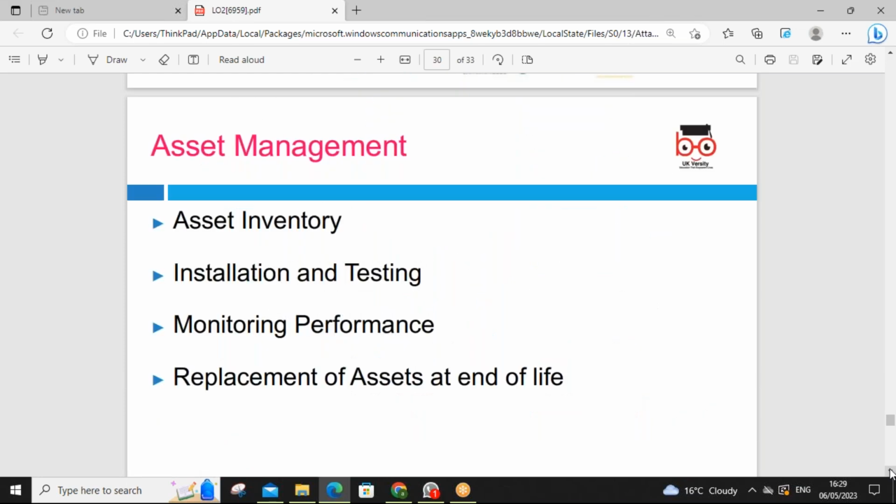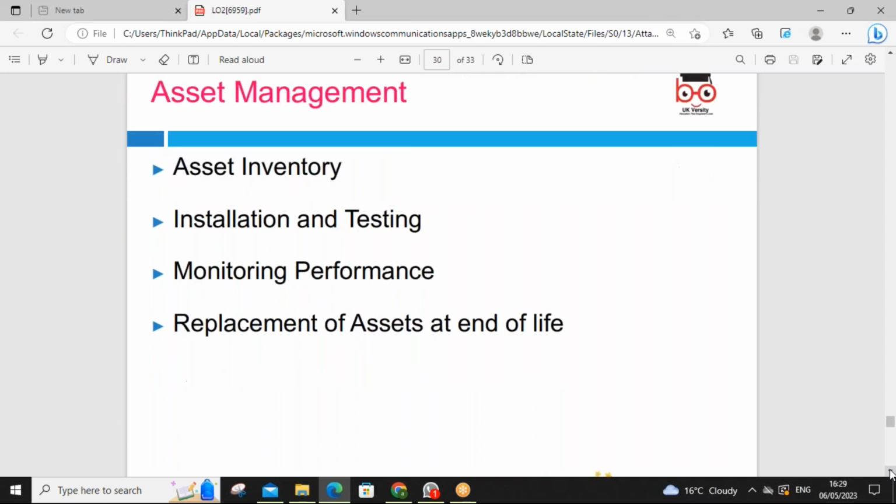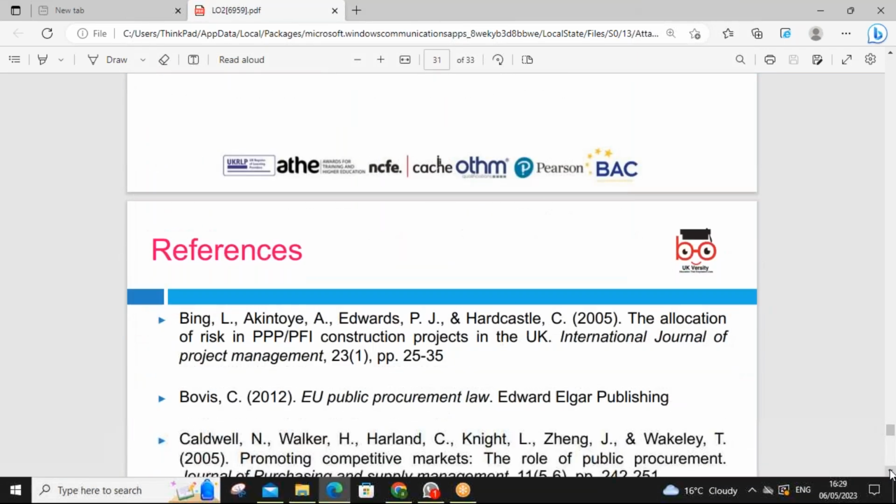And then we need asset management, asset inventory: what the asset is, where we bought it, how much it is worth, and asset revaluation. We normally use this terminology in accounts. We need installation and testing, monitoring and replacement, and end of life of the assets.